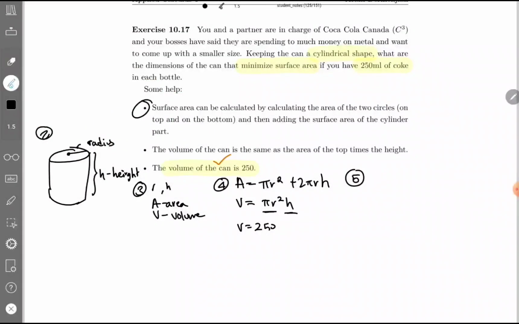So let's try to keep only one variable. We're going to keep R, because here I notice I only have one H, so it'll be a little easier. So 250 is equal to pi r squared H. So we'll make H equal to 250 divided by pi r squared. And so that gives us that the area is equal to 2 pi r squared plus 2 pi r h, which is 250 over pi r squared. So the pi's cancel. We have an r and an r here. So really we have 2 pi r squared plus 2 times 250 is 500 divided by r.